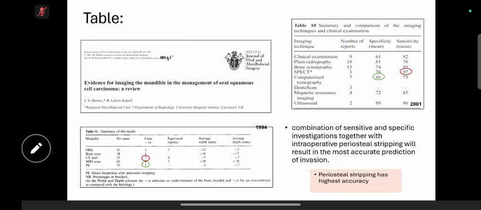Before explaining this article in detail, I would like to make a note. There's another article by Brown et al. in the year 2001, in which they summarized the different imaging modalities for their specificity and sensitivity. In that they concluded that a combination of sensitive and specific investigation together with intraoperative periosteal stripping will result in the most accurate prediction of invasion. In 1994, they concluded that periosteal stripping has the highest specificity compared to the CT scan.